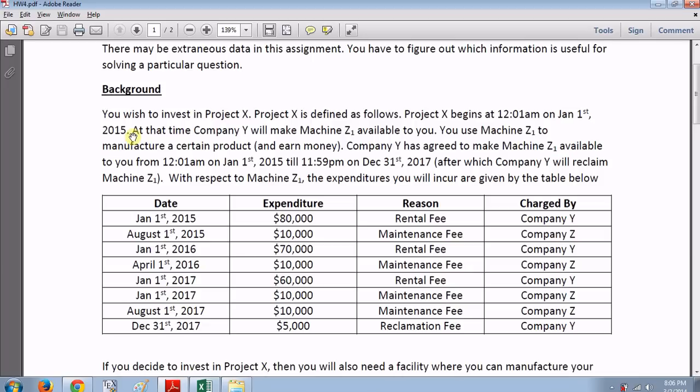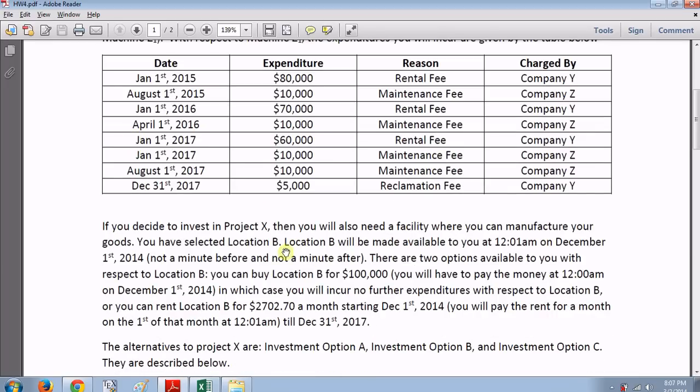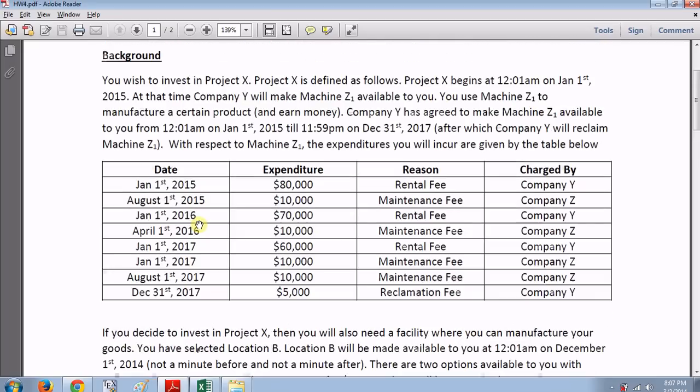Now remember, the statement here says Project X begins at 12:01 a.m. on Jan 1st, 2015. But location B is going to be rented out, or you have to buy it, on December 1st, 2014. So you can figure out by this information that perhaps Project X is defined in such a way that beginning Project X means manufacturing something. That might be the objectives of the project. We don't know that, and this is how information is going to be in real life. You will have to concatenate all the information given to you and make sense out of it.